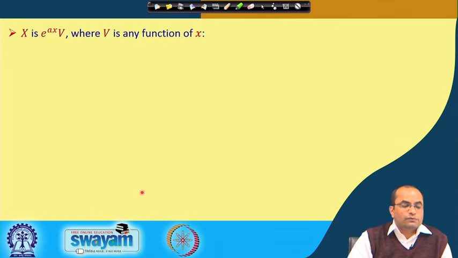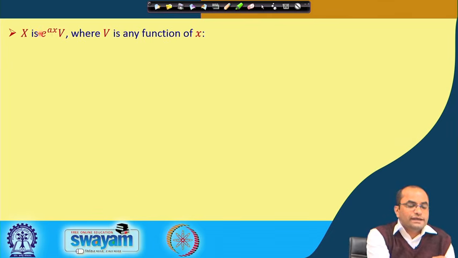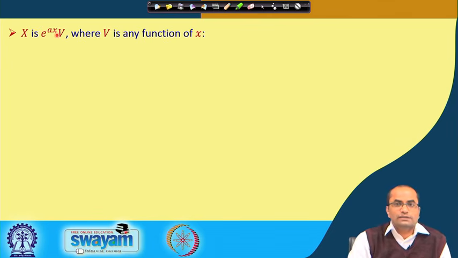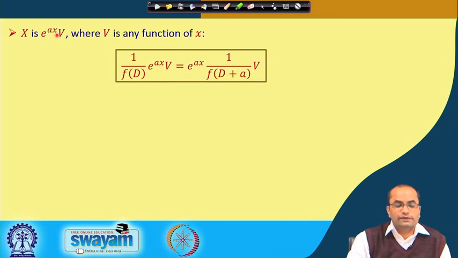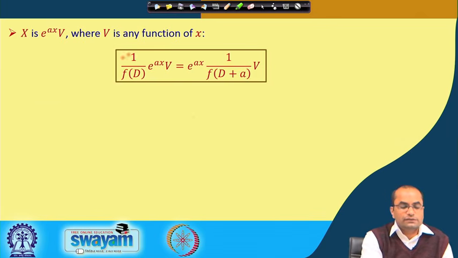Now this direct formula is for the case when the function is e to the power ax times V, where V is any function of x. It takes this form: 1 over f(D) of e to the power ax times V. We can take this e to the power ax out of this operation, but here the D will be replaced by D plus a and V will remain as it is. That is a kind of shifting theorem, the shifting result, which we use here.